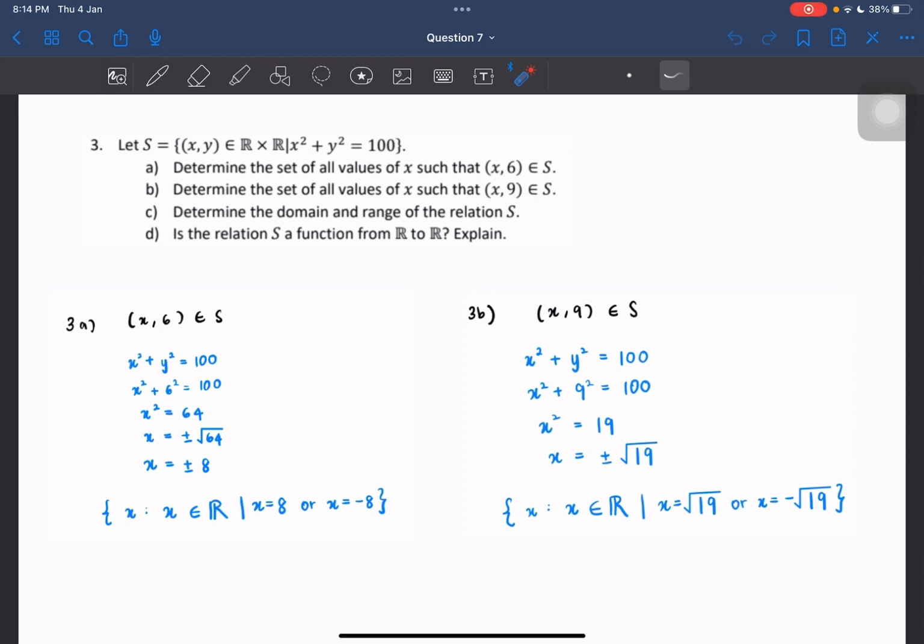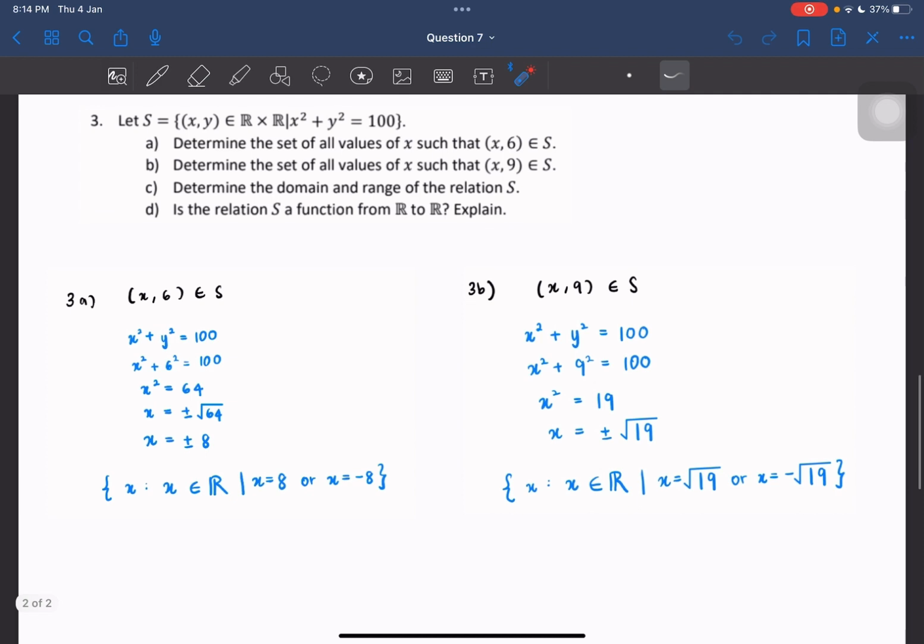So for question B, determine the set of all values of x such that (x, 9) is in S. So same like the first question, which is 3a, we just need to substitute the y value into the equation given. So x squared plus 9 squared is equal to 100, and then we got x is equal to plus minus square root 19. Hence, x is equal to square root 19 or x is equal to negative square root 19.